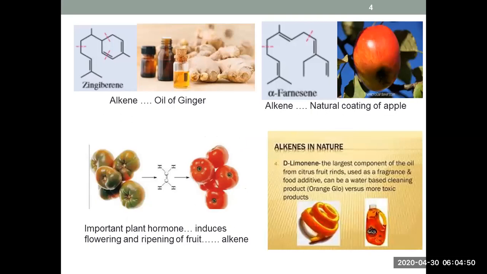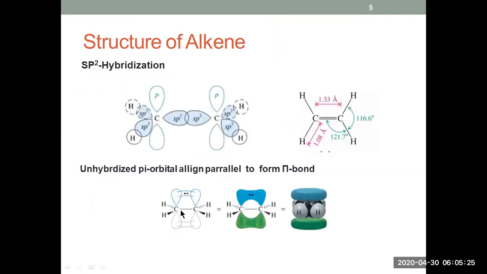Alkenes are present in nature in the form of oil of ginger. This is one of the examples. They are also present in the protective coating of the apple. This is another example. It is also present in the form of D-limonene, which is the largest component of the oil from citrus fruit. Ethylene is used for the ripening of the fruit.